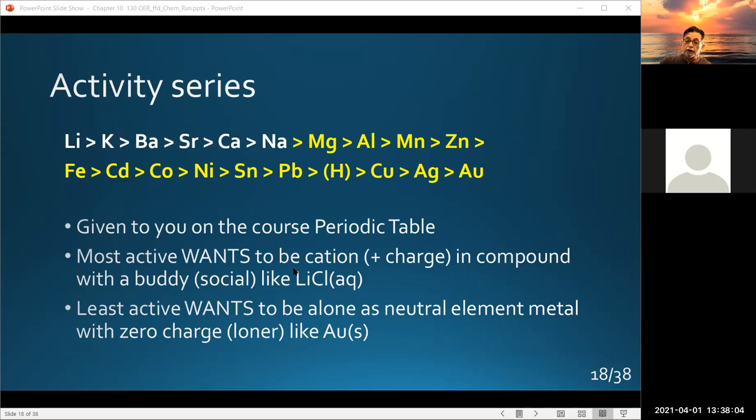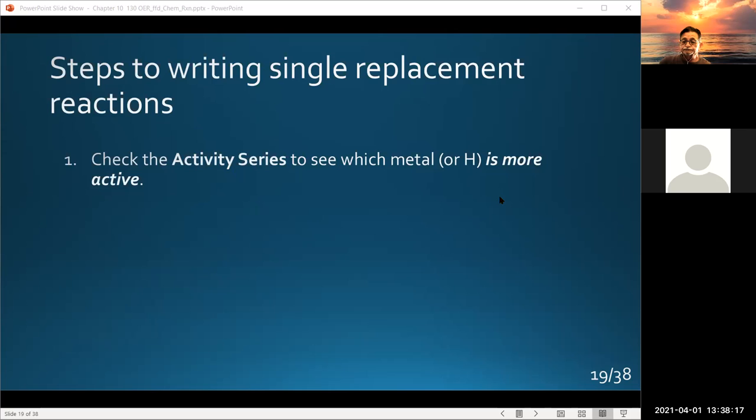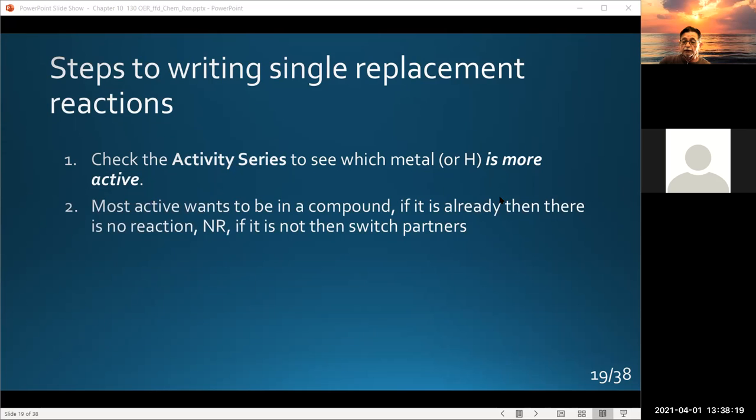All right. So we talked about this. Here's the activity series. We got lithium as the most reactive, and we got gold all the way to the far right. Okay. So the steps: check the activity series to see which metal, or hydrogen, it could be hydrogen or water, is more reactive. We have some examples to show you that.